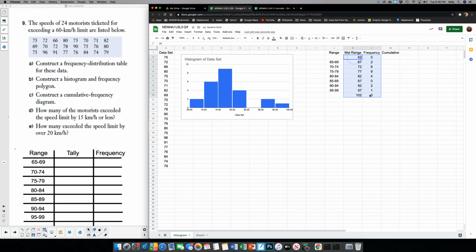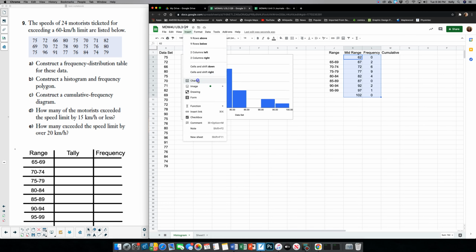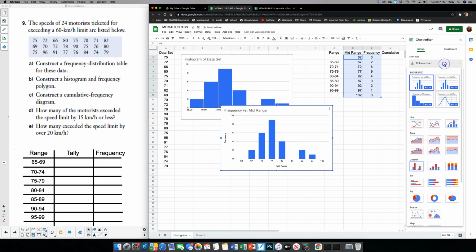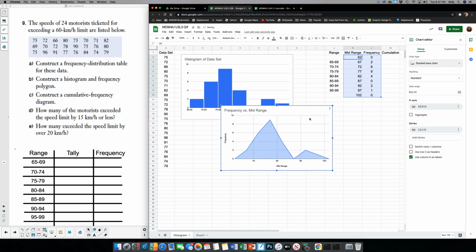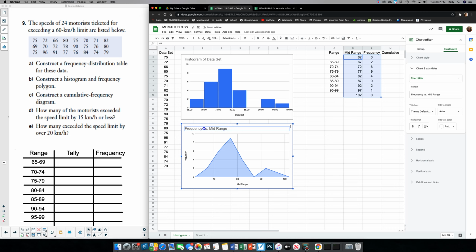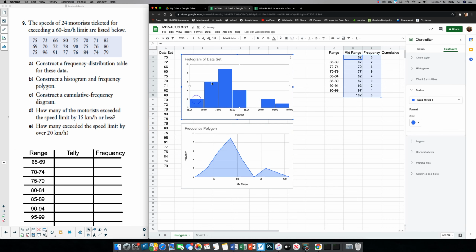So I'm going to highlight those and go Insert Chart. And it gives us a bar graph to start with. When you go over here, you want to pick this thing right here, Stacked Area Chart. This is your frequency polygon. Now, normally you see a frequency polygon graphed on top of a histogram, but I can't find a way to do that here. Normally this would just be superimposed right on top so that each of these points is the middle of a bar. But we'll leave it at that for right now.